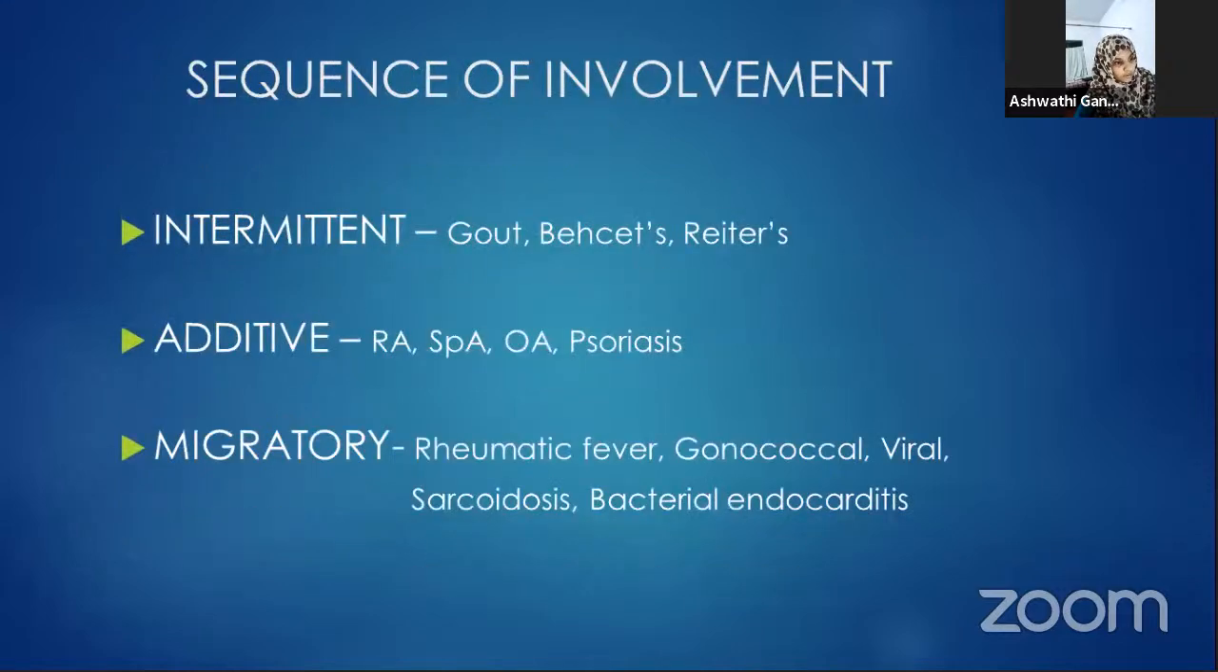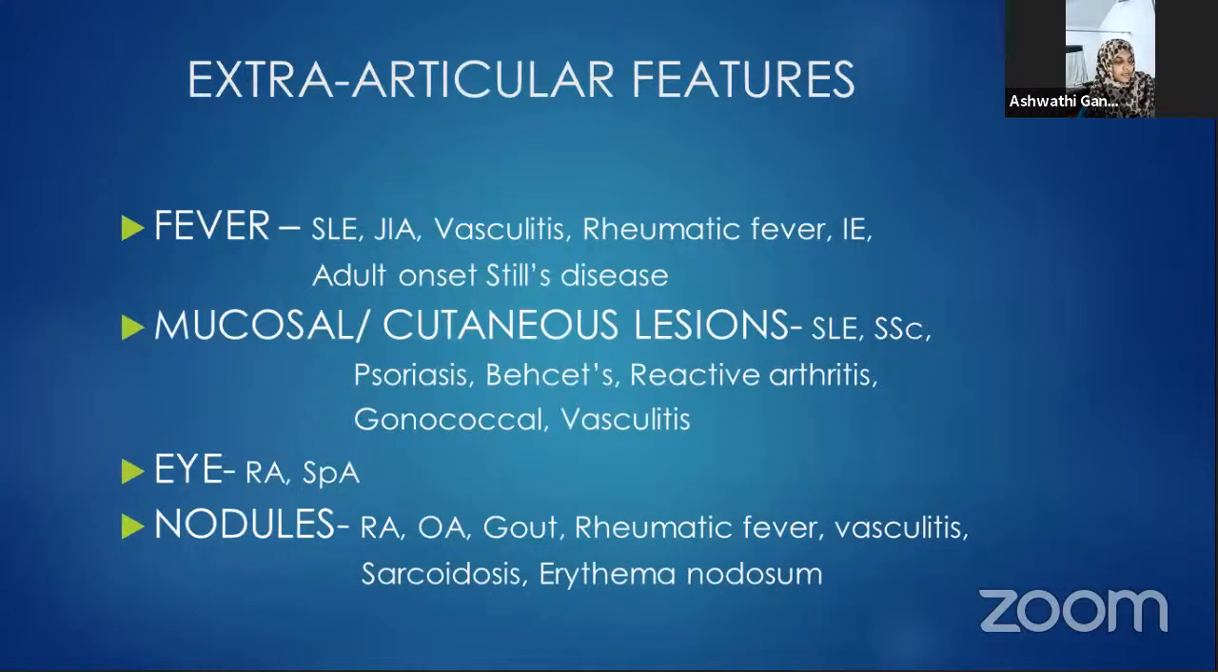Migratory involvement is seen in rheumatic fever, gonococcal, viral, and bacterial endocarditis. Then extra-articular features, which are always giving a clue to the diagnosis. Fever can be seen in SLE, JIA, vasculitis, rheumatic fever, and adult onset Still's disease. Mucosal lesions can be seen in SLE, psoriasis, Behçet's, which can present as oral ulceration, reactive arthritis, gonococcal arthritis, and vasculitis.